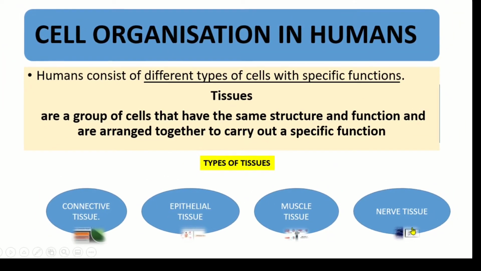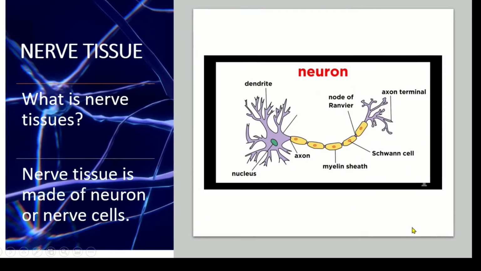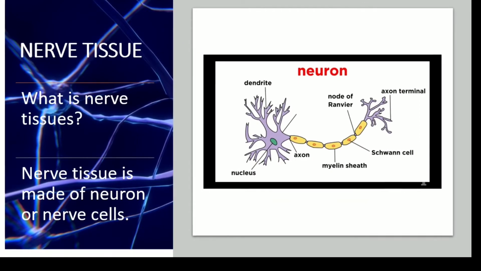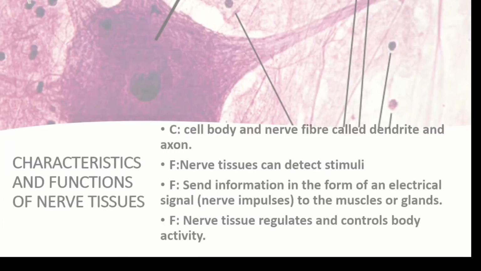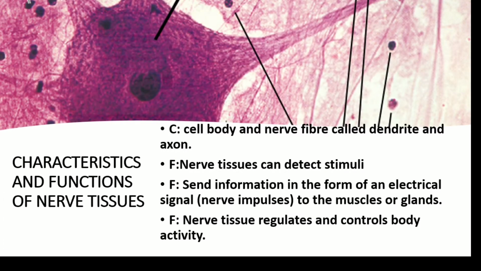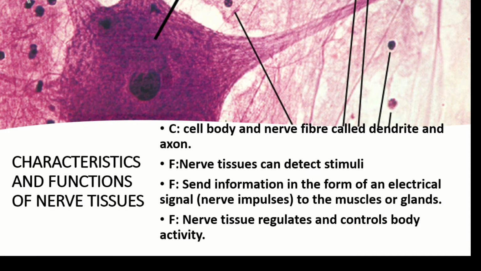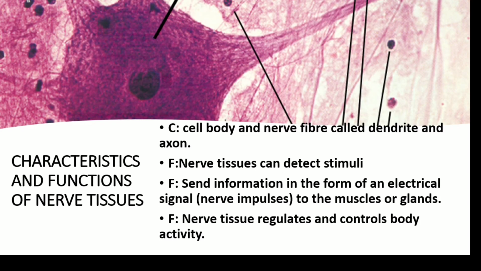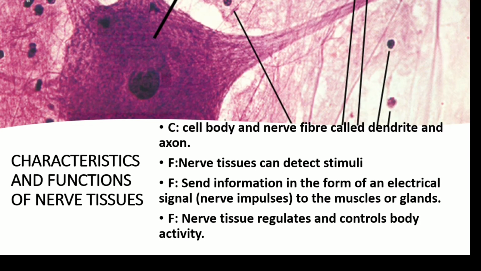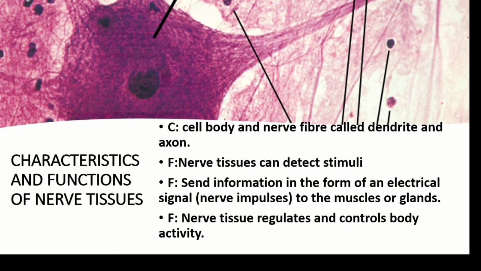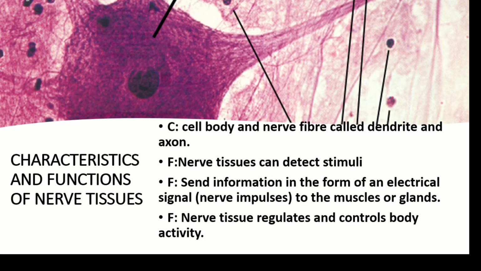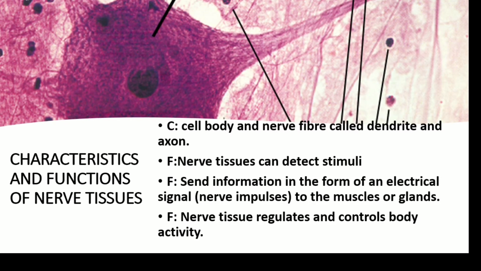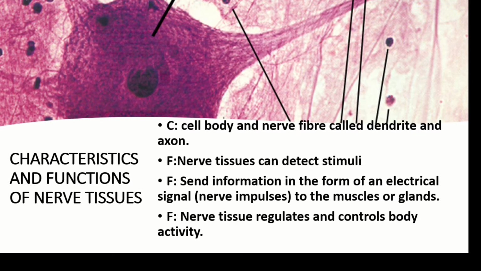Last but not least is the nerve tissue. What is nerve tissue? The nerve tissue is made of neurons or nerve cells. It consists of a cell body and nerve fibers called dendrites and axon. The function: the nerve tissue can detect stimuli and send information in the form of electrical signals, or what we call nerve impulses, to the muscle or gland. The other function of the nerve tissue is to regulate and control body activities.